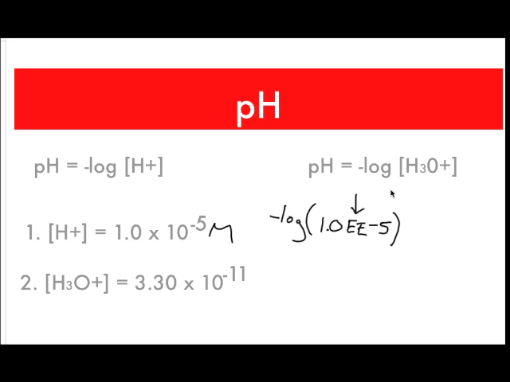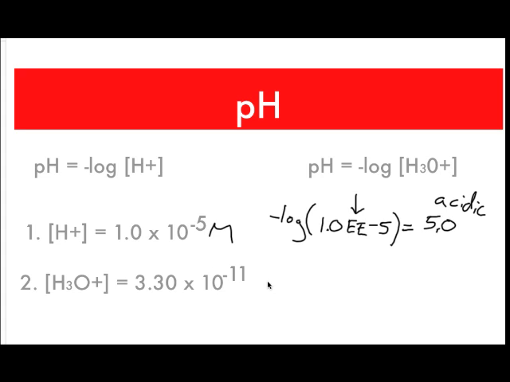negative 5, and your parentheses. That EE puts it in scientific notation. Remember that button, so you don't have to type in times 10. It's just EE, that means times 10 raised to the negative fifth power. Hit enter. Go ahead, put that in, hit enter, and you get a pH of 5.0. Now, is that acidic, basic, or neutral with a pH of 5? pH of 5, let me think. That's acidic. That's below 7. Below 7. Yeah.